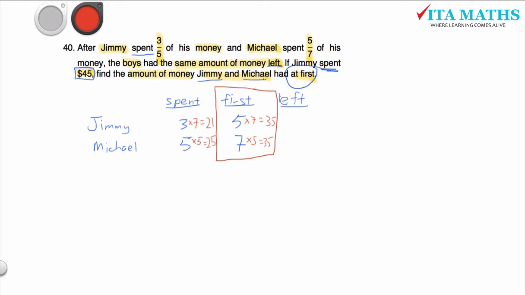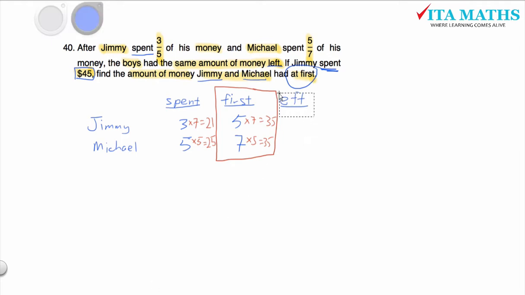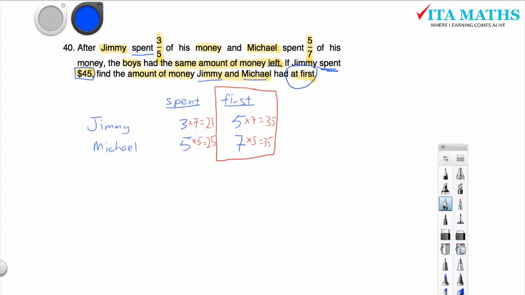Okay? So now you know that Jimmy spent $45. So $45 is the same as 21 units. So now you need to find how much both of them had at first, which is 35 units and 35 units. So what we have here is, essentially it seems that we don't need this left. So let me get rid of this. And let's take a look at the number of units.